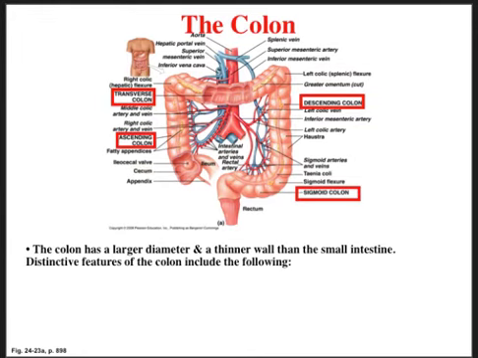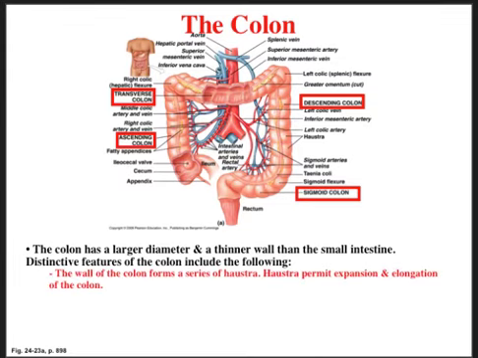The colon has a larger diameter and a thinner wall than the small intestine. The distinctive features include the wall of the colon, which forms a series of these little, they almost look like, I don't know, bubbles along the length of this tube. Those are called haustra. Okay?